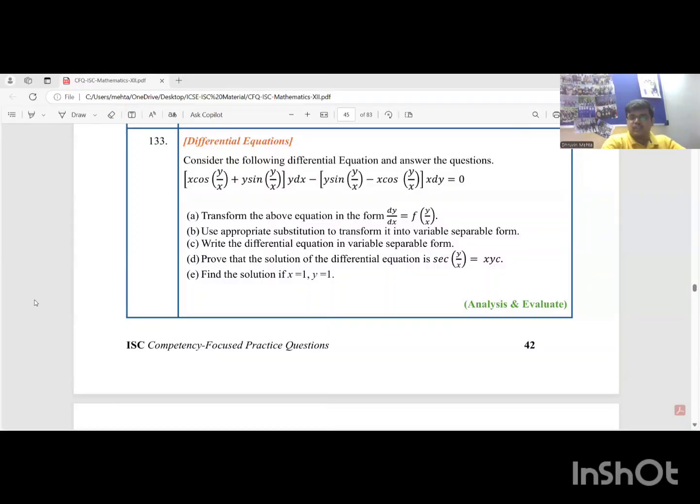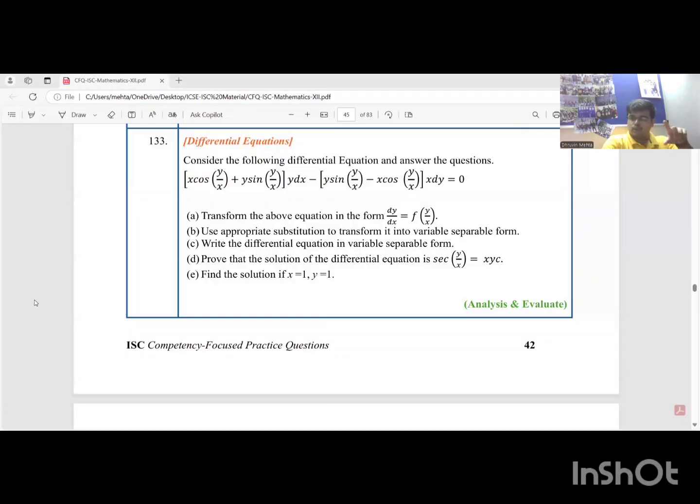Now, in the first part, they are saying transform this equation in this format, dy by dx is equal to f of y by x. So we have to make dy by dx the subject and take everything on the other side. Use appropriate substitution, so that will be y equal to vx. Then you have to convert it to variable separable form, and then you solve, you get this answer, sec of y by x is equal to xy into a constant c.